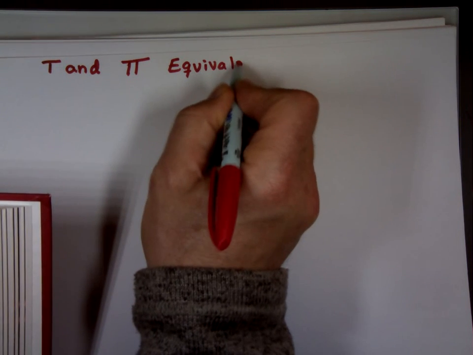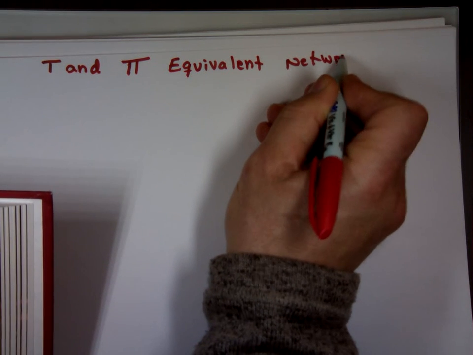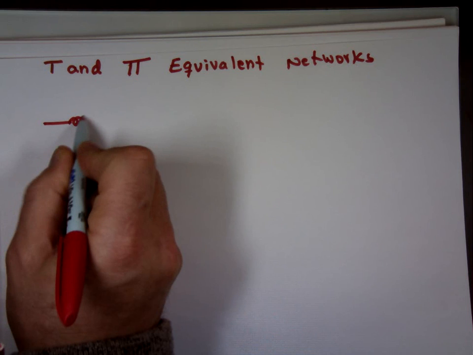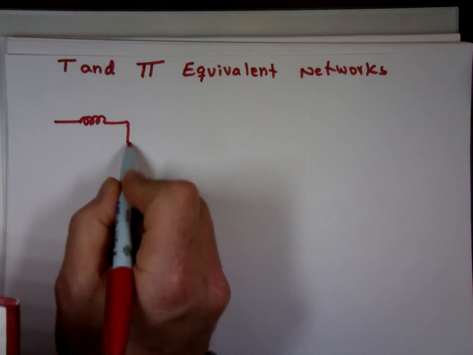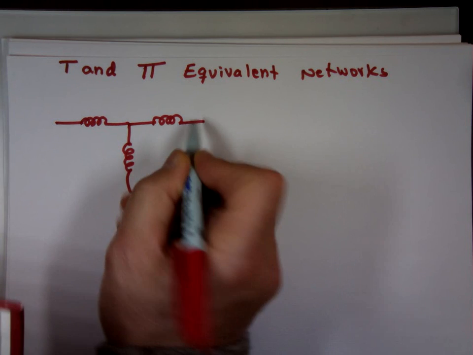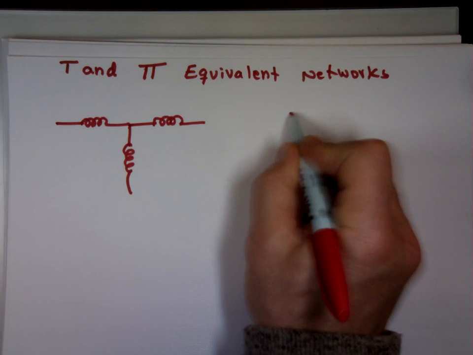networks. The reason they're called T is because you can replace it with a circuit that looks like this. We can replace the two inductors with a mutual inductance with something like this. That's called the T equivalent. Or we can replace it with the pi, which will look like this.